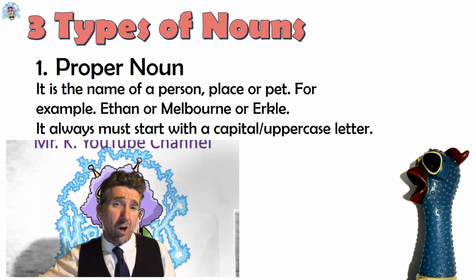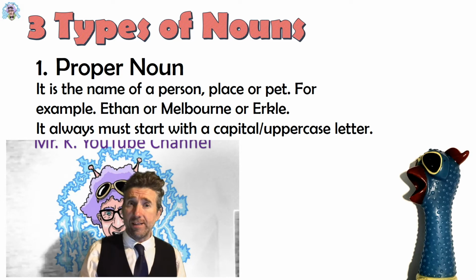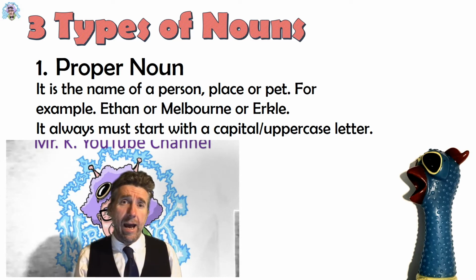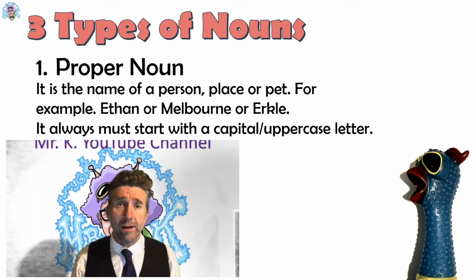Another example of a proper noun could be a name for a city, for example, Melbourne. Okay, Melbourne is a city, and Melbourne would start with a capital letter because it is a proper noun. Excellent. Now, on to our next type of noun.